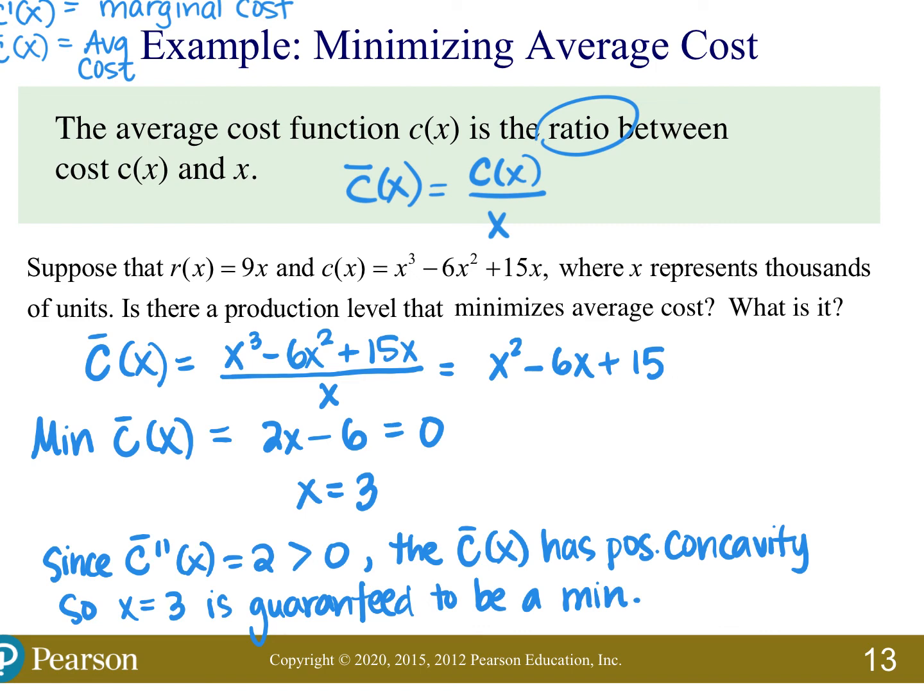Remember, it's not just 3, it's 3 what? 3,000 units. And then have we answered the question? No, we want the minimum average cost. So we take that number 3, plug it back into the minimum average cost. I'm going to get, looks like 9 minus negative 8, I get 7, I think. That would be 7,000 is my minimum cost.